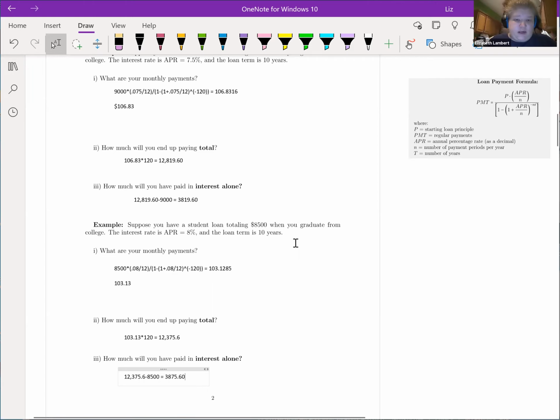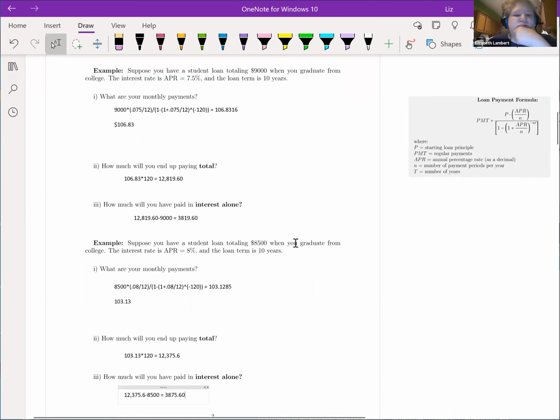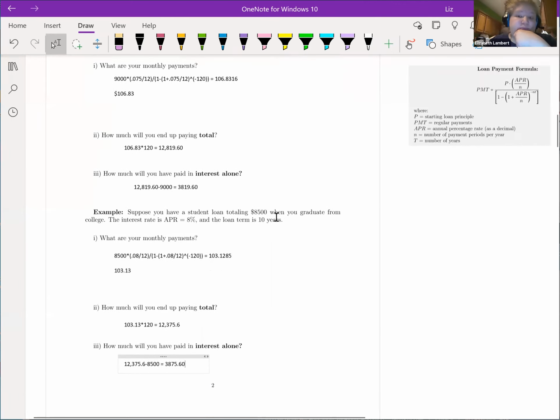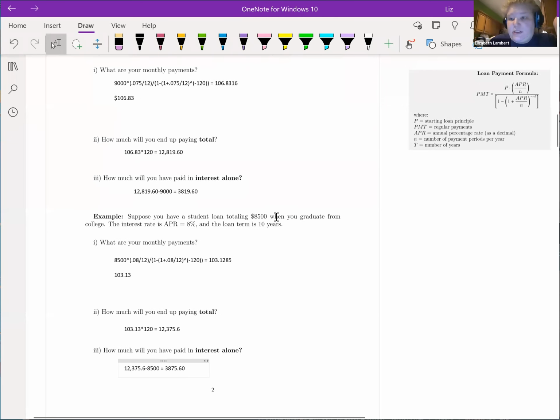So the APR is a little bit more here, but the amount borrowed was 500 less. And you actually end up paying a little bit more in interest. So that interest rate makes a difference. All right, I'm going to pause it and go to the next one.